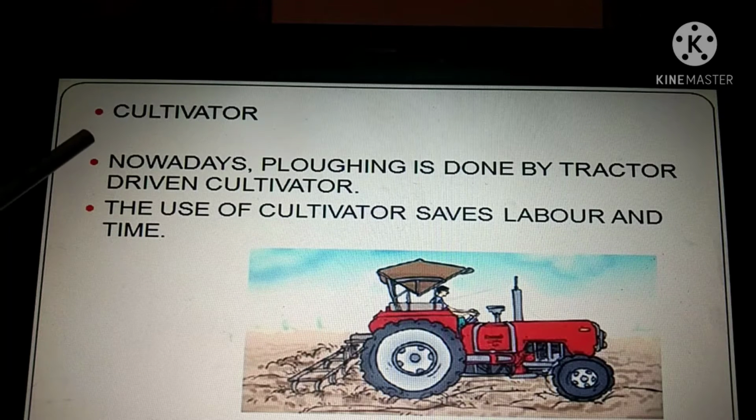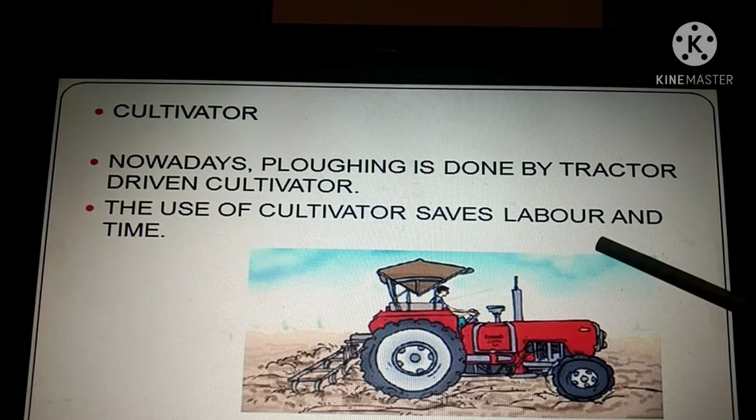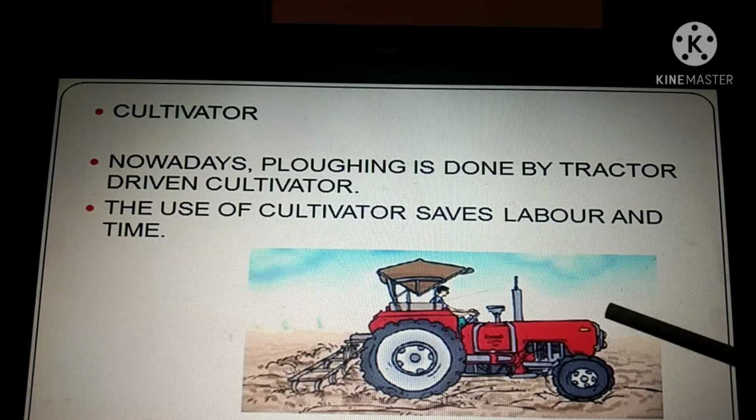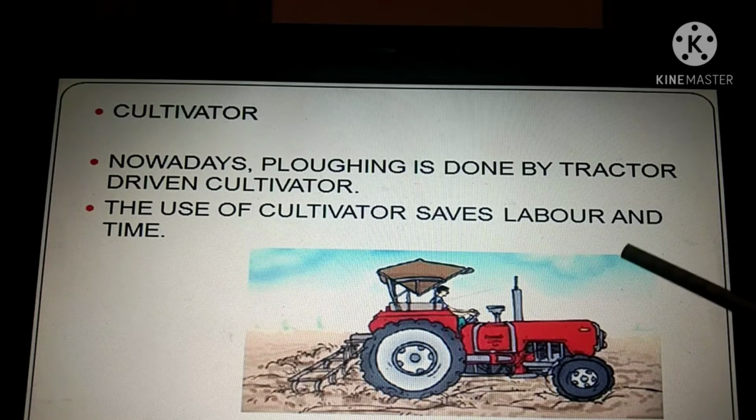It is much more used nowadays. Why? Because it has a tractor. When you use a tractor, the work becomes less tiring, and compared to a plough or hoe, a cultivator requires less time to plough the field. Plus it also saves labor. Manual labor is not required here, you just have to drive the tractor and it will do the job. So cultivator is much more convenient compared to plough or hoe.